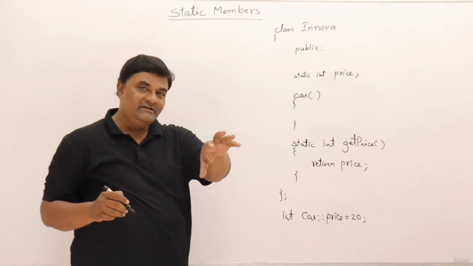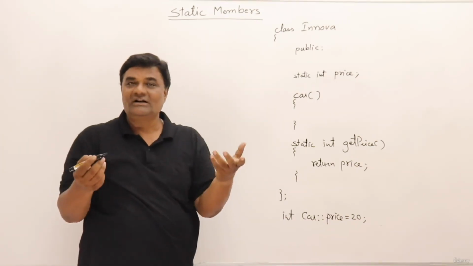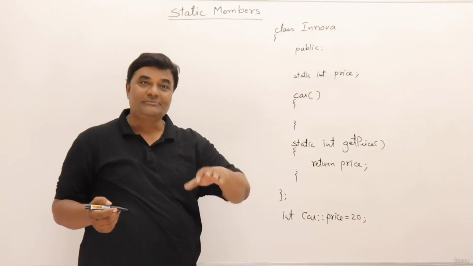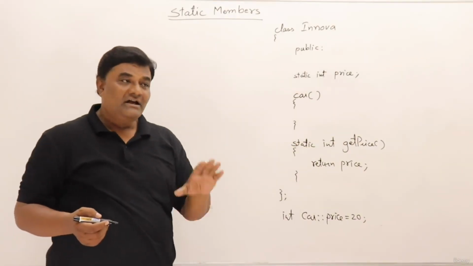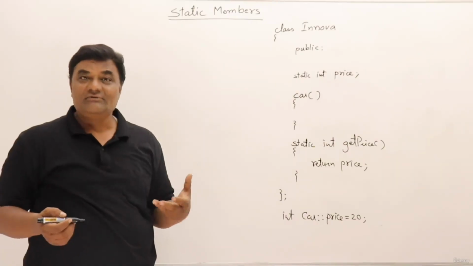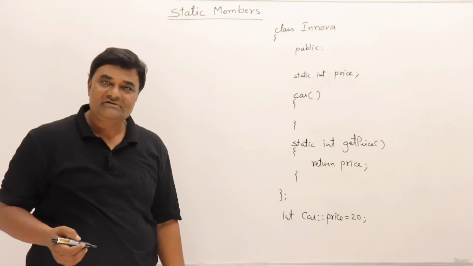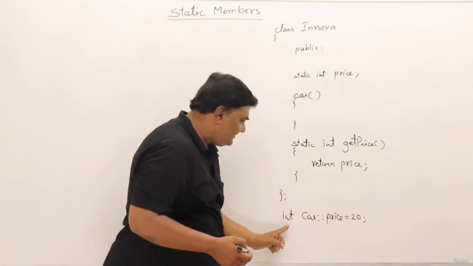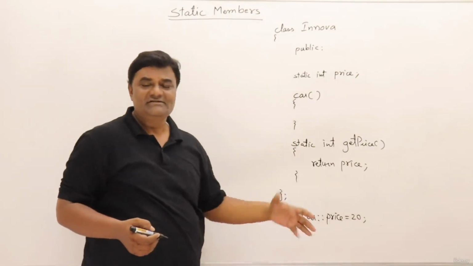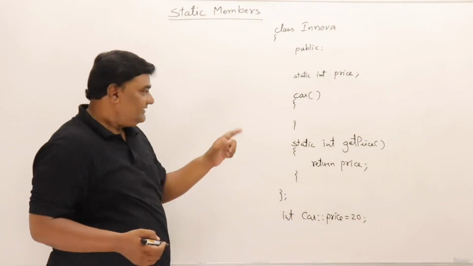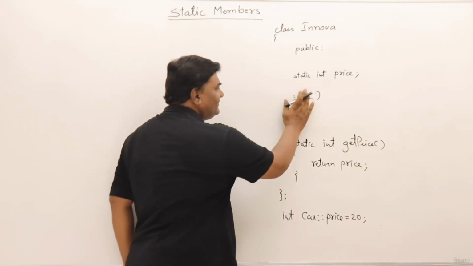Suppose I have purchased a car, you ask me what's the price, so I'll tell you the price. Suppose one of your friends has taken a car, you ask him, he'll give you the same price. So upon any object you ask what is the price, you'll get the same amount, right? Initially I have declared it here, and you know well that it has to be declared outside, so I made it 20, that is 20 lakhs something. So that's the price.